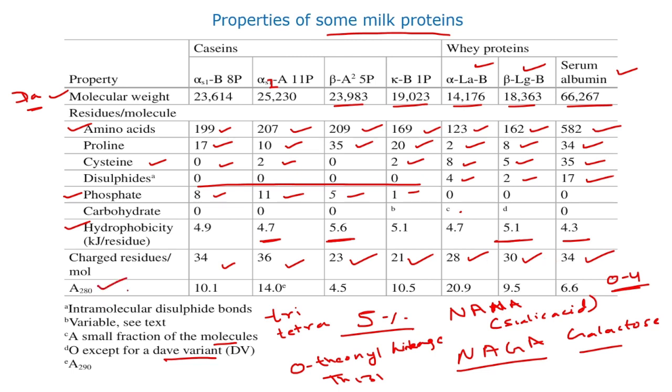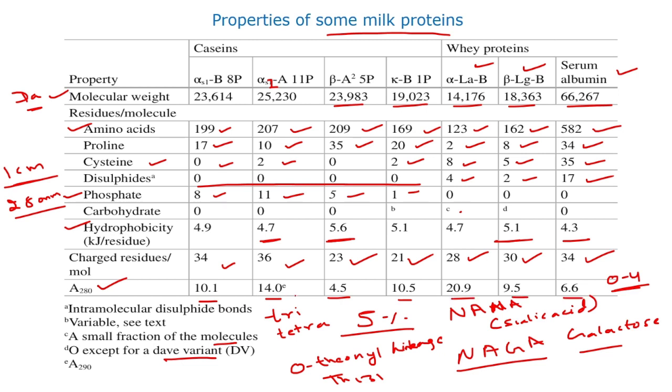Then coming to A280, what is this? Absorbance at 280 nanometer. If we take a 1% solution of all these proteins, alpha S1, alpha S2, beta, kappa, alpha lactalbumin, beta lactoglobulin, in a cuvette of 1 centimeter path length, absorbance is taken at 280 nanometer, because when proteins get separated from a chromatography column we measure the concentration. The variability in these absorbances has to be considered when determining the concentration of these proteins. That is why these values are given here.